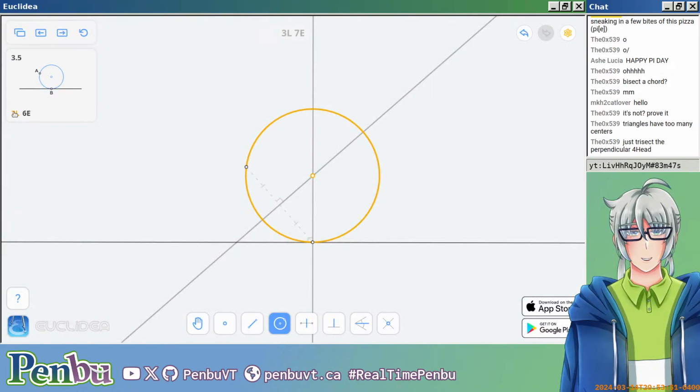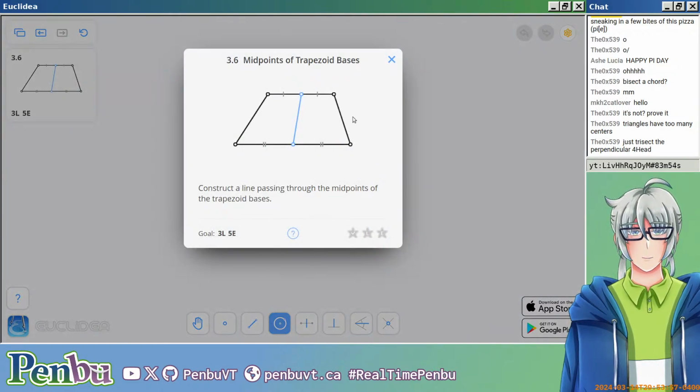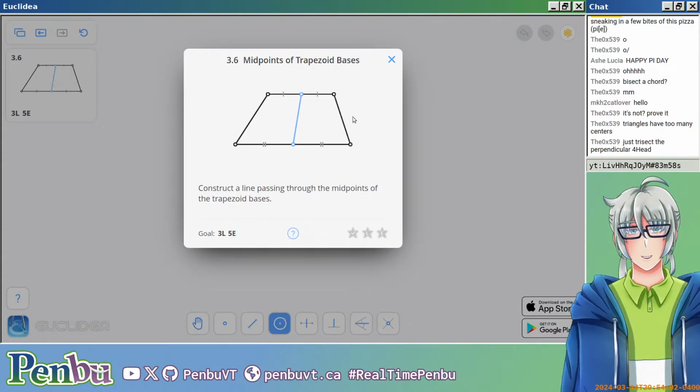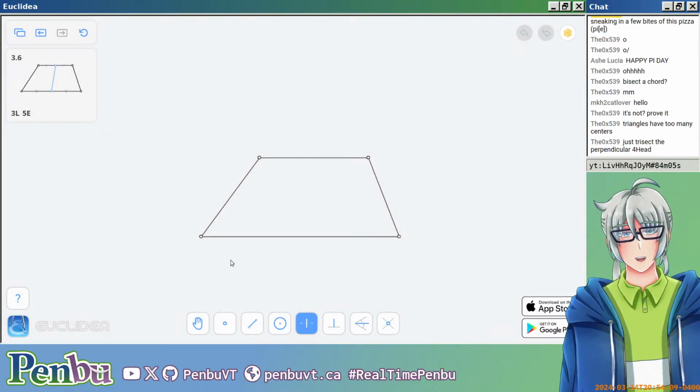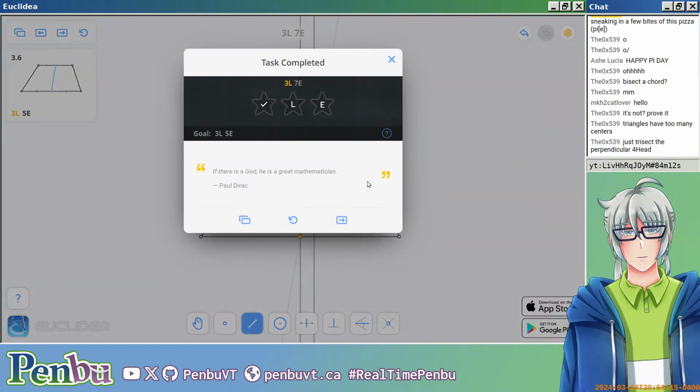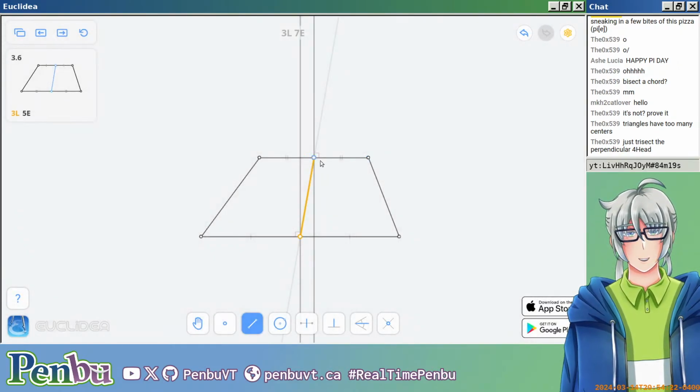So I'm not even going to bother trying with the 6, because we need to figure out how this works. Midpoints of trapezoid bases. Construct a line passing through the midpoints of the trapezoid bases. Okay. Well, midpoints are easy to find. We can take the bisector and then draw a line between the two, and we get that. But we can do better. We can do this in 5 elementary moves. Somehow.